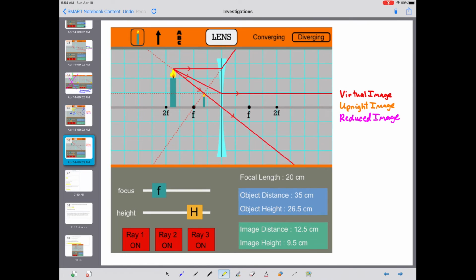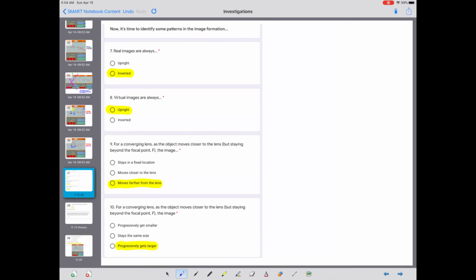Here's your diverging lens, and again, the dashed lines. So the image forms on the same side as the object. Here is your object, and here is your image that forms. And that image forms somewhere between the focal point and the lens, but the rays of light have to be extended back. So it is virtual, it is upright, and you can see by the size and by the numbers that it is reduced.